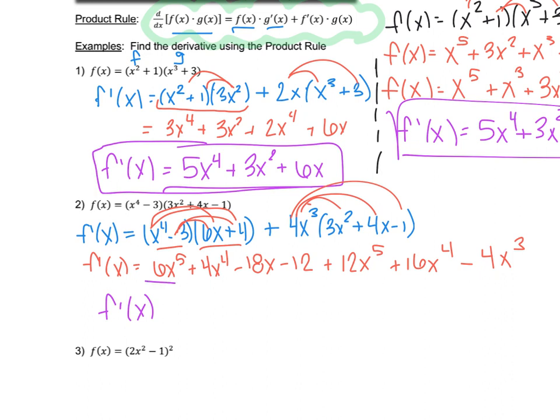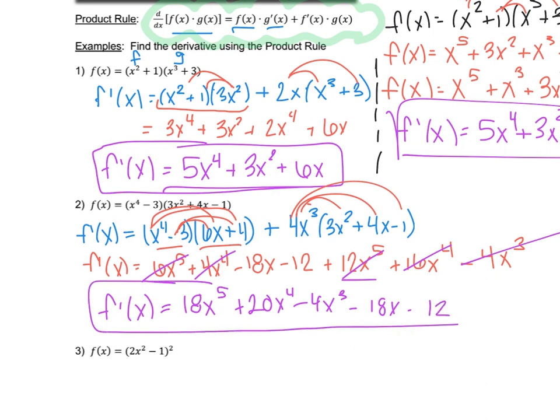All right, so I've got 6x to the 5th and 12x to the 5th. So I've got 18x to the 5th. Those are gone, 4x to the 4th and 16x to the 4th, so 20x to the 4th. Negative 4x cubed, negative 18x, minus 12. All right, so that's it. It's a long one, but that's as simple as we can get it.